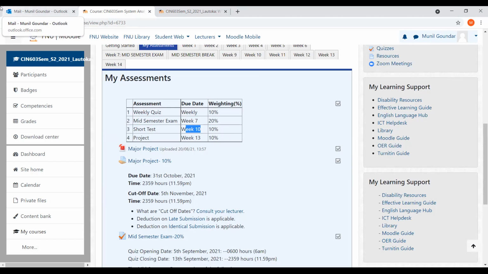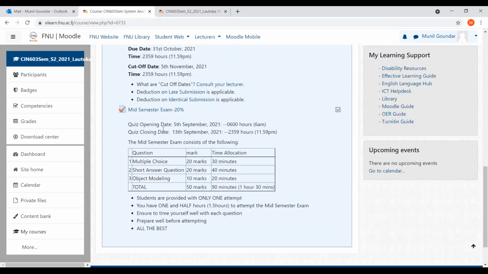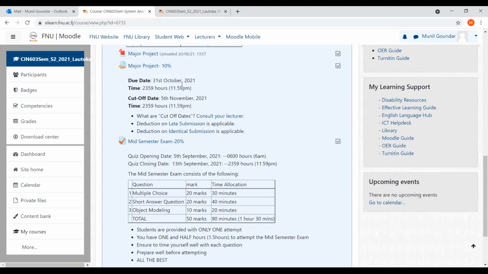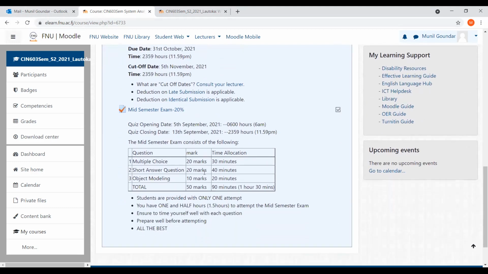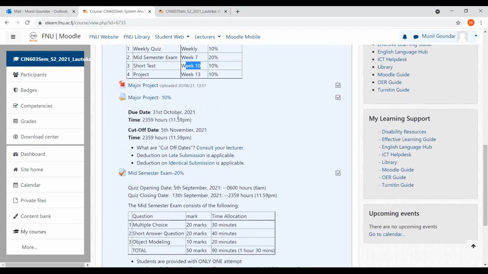Also, please do note that your major project's due date is the 31st of October, and the time is 11:59 p.m. Please ensure that you get your submissions done before the 31st of October. Apart from that, you should be able to see the entirety of your coursework so far in your Moodle gradebook. Please do have a look at it. If you have any questions or queries, then update me accordingly.